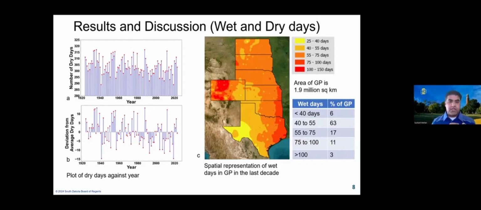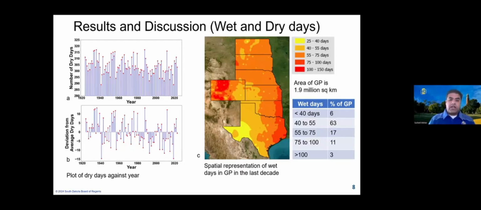The spatial map, figure C in the middle, is basically showing the distribution of wet days across the Great Plains over the last decade. The wet days are classified into categories with a color scale indicating the number of wet days from 25 to 40 in light yellow, up to 100 and 150 days in dark red.